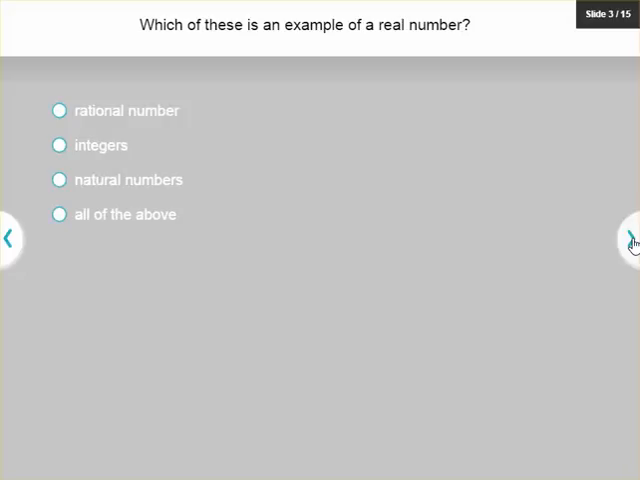So I want you to think of which of these is an example of a real number. And of course, all of us know after having done our reading that that would be all of the above. Rational numbers, integers, and natural numbers, all of them are real numbers.